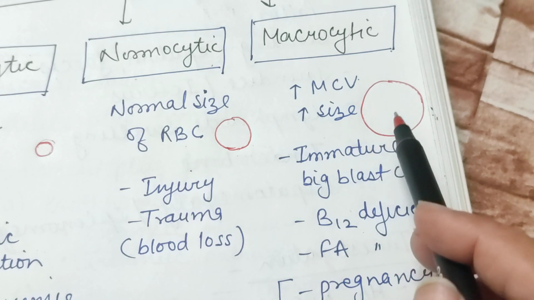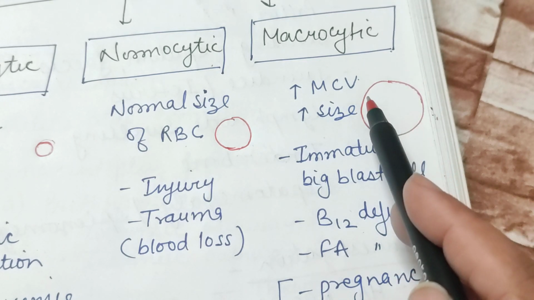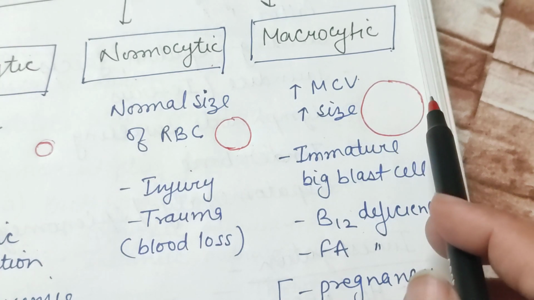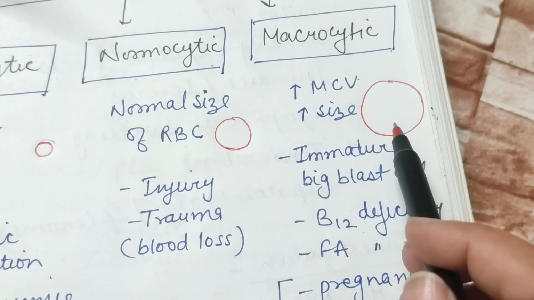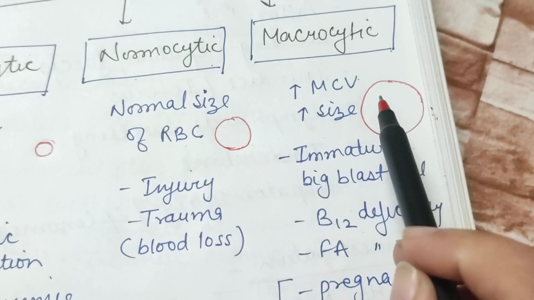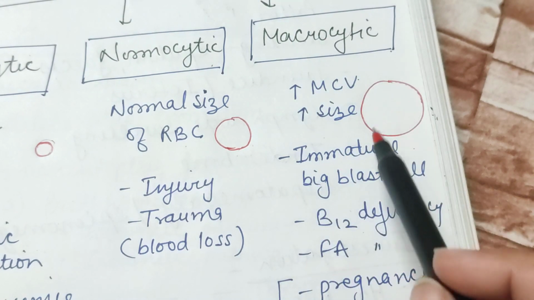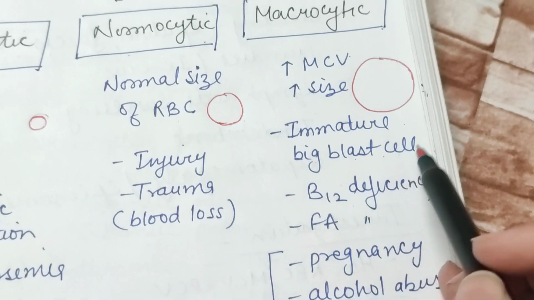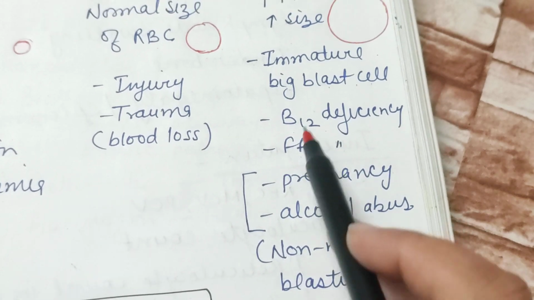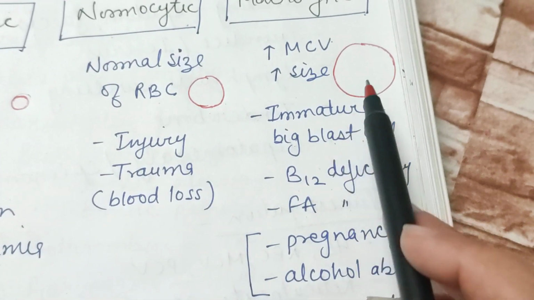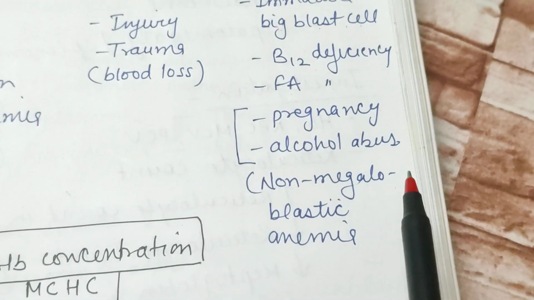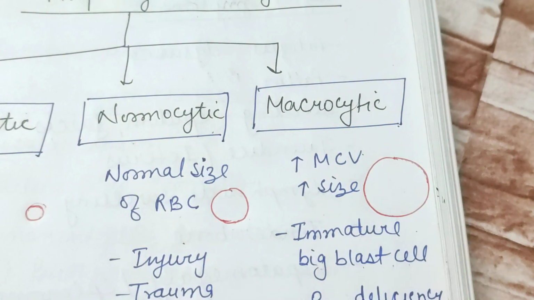So in that scenario, what happens? The size of the cells is larger, they are not mature enough. Immature cells are large. If you remember the process of synthesis of cells, large cells come to the bloodstream or blood vessels. Okay, so we'll call it macrocytic anemia. Fine, immature big blast cells come to the bloodstream, and the cause can be B12 deficiency or folic acid deficiency. So in B12 and folic acid deficiency, the blood picture is basically macrocytic. Fine, also in pregnancy and alcohol abuse. Okay, so that is your macrocytic anemia.